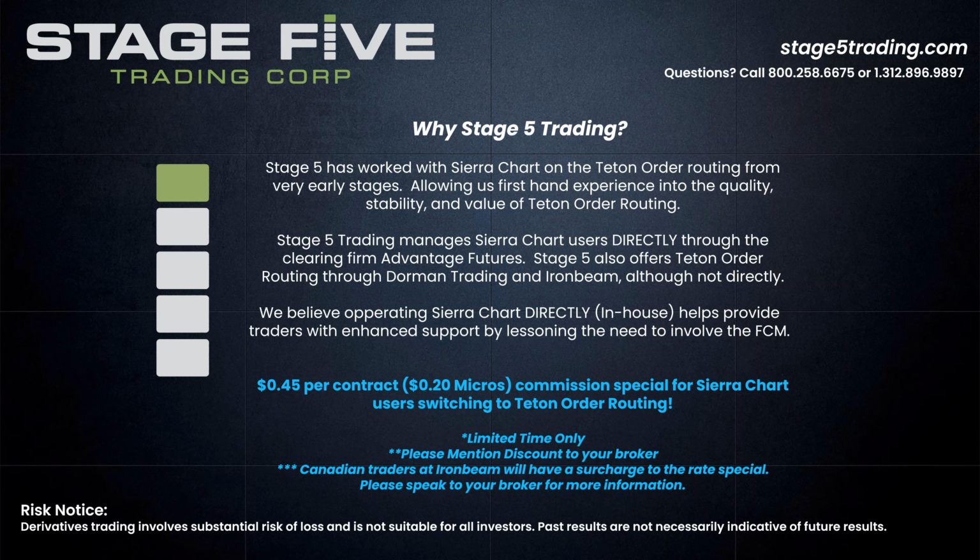As we had mentioned, we had set up the iLink through Stage 5. At Stage 5, we handle the platforms in-house directly through the Advantage clearing firm. At Dorman and Ironbeam, that's just handled through the FCM. But what does it mean to be handled directly? That means that our brokerage firm handles the platform setups, or at least most of the platform setups. Any issues that you'd have, we'd be handling it in-house.